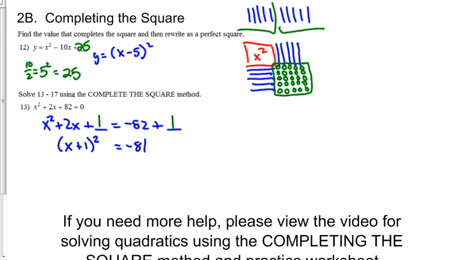And then from there we can solve using square roots, like we've always done. Square root both sides. X plus 1 is equal to positive and negative 3i. And then to get x by itself, we're going to subtract 1 from both sides. We cannot combine the 1 and the 3i, so we're going to write it separate.